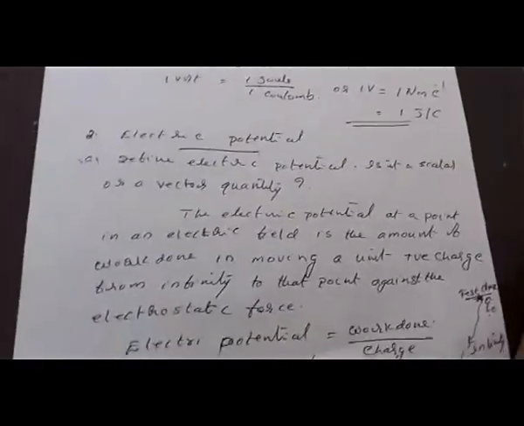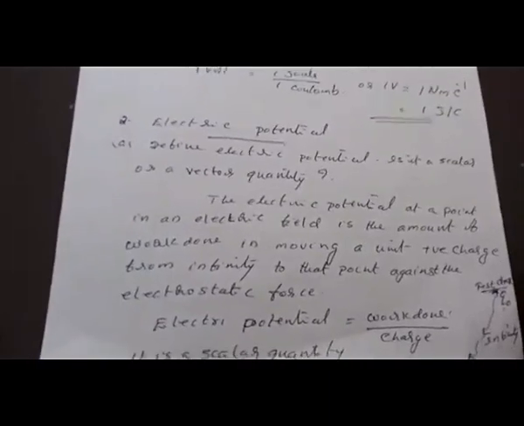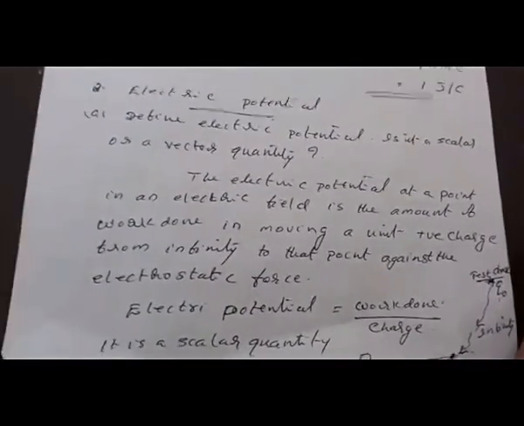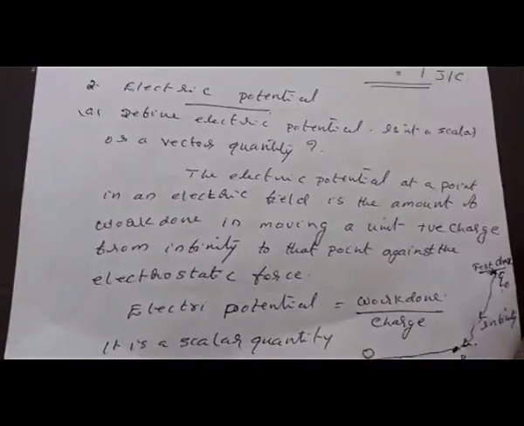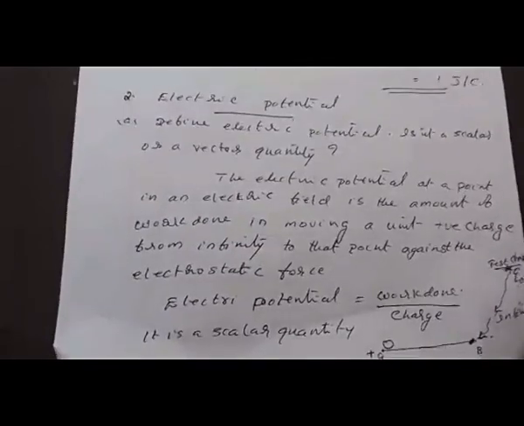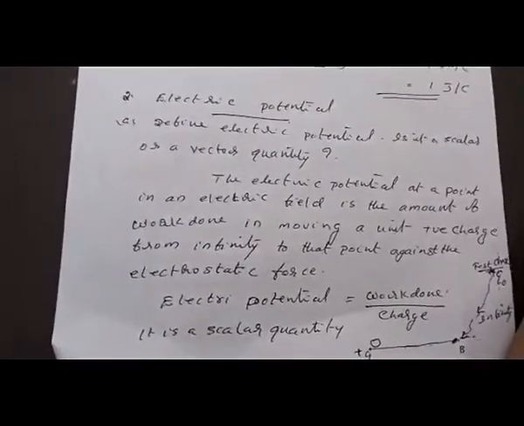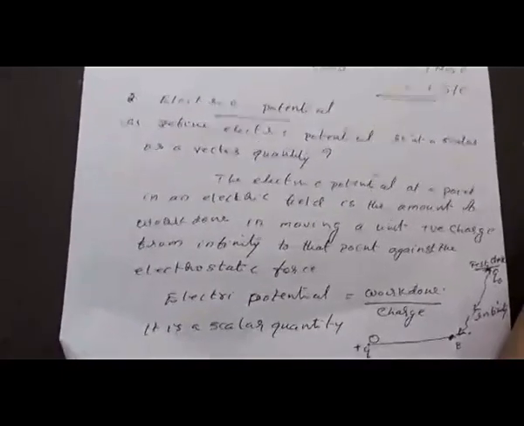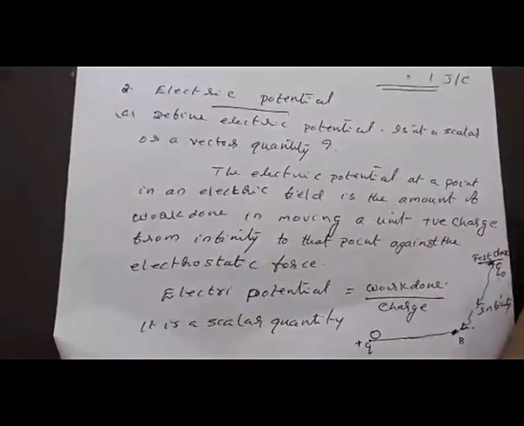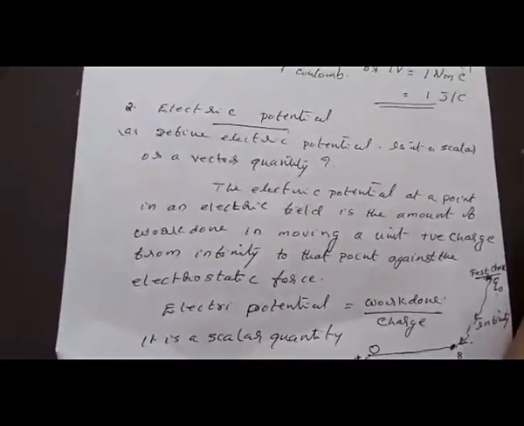Second point is electric potential. What is electric potential, or define electric potential? In this case, the test charge is brought from infinity to the point. Then work has to be done in bringing the test charge from infinity to the point. Look at the diagram. Plus Q charge is placed at O. Consider the point B.